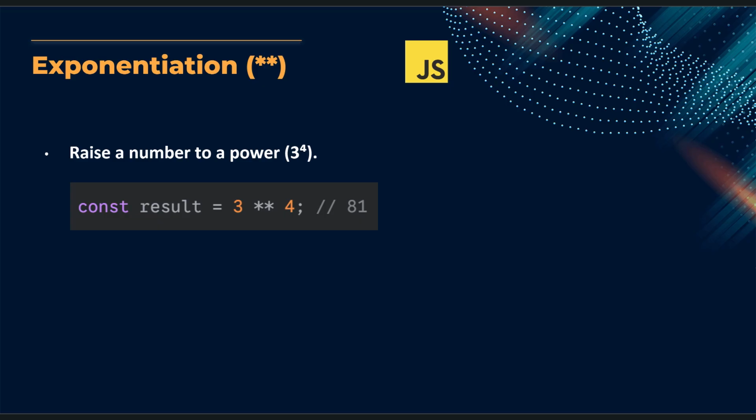Exponentiation. To raise a number to a power. For example, if you wanted to calculate 3 to the power of 4, we can do this. As you can see, result = 3, you have to put here 2 star symbols, and after that, we put 4. Result would be 81. Arithmetic operators are just like the math you already know, but for our code.